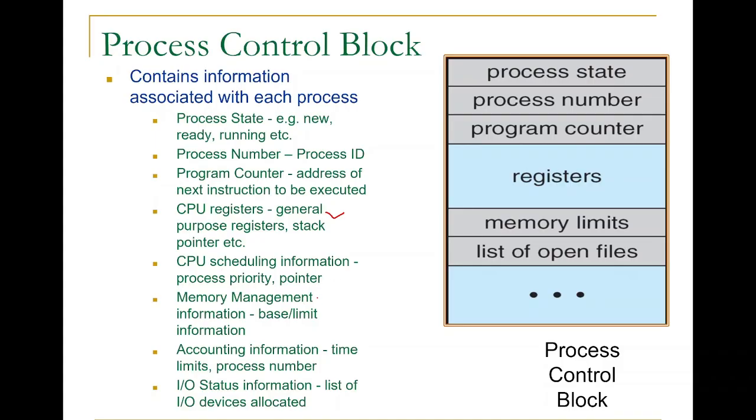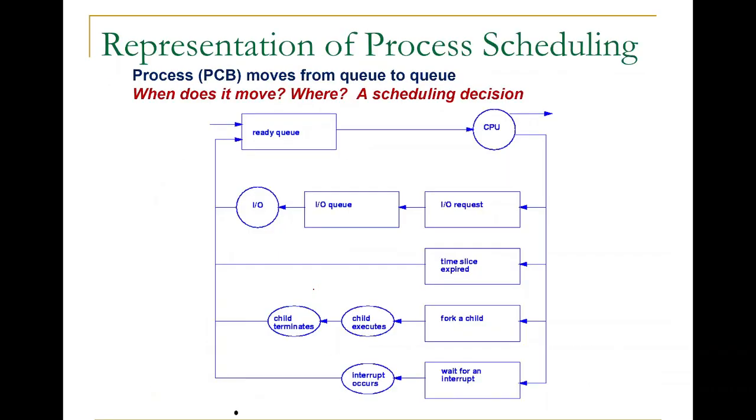Then you talked about memory management. It stores information about the memory management, where this process is being stored, its base and its limit information, accounting information, the input-output status information, the list of I/O devices that are allocated to this process. These are all part of the process control block.